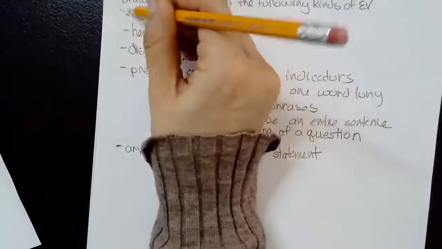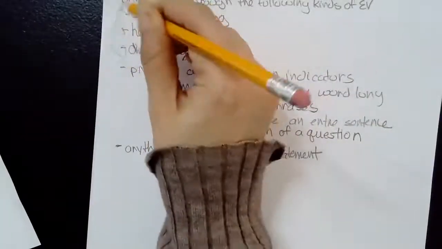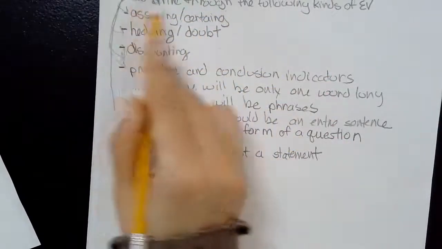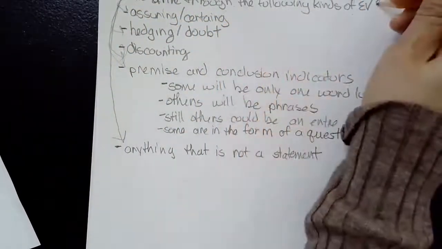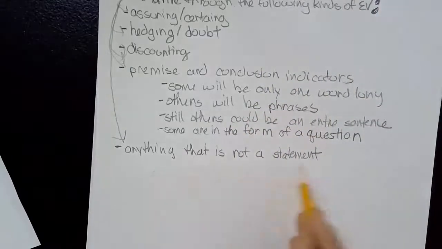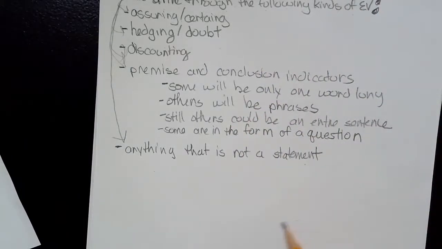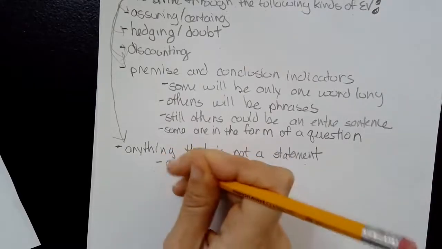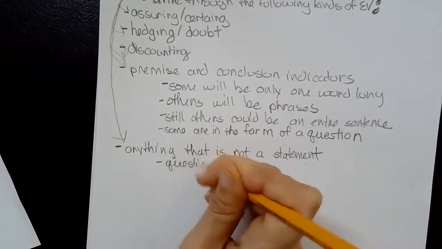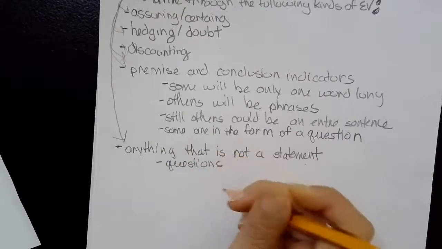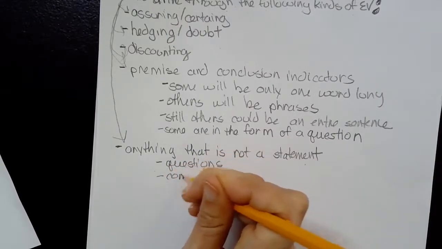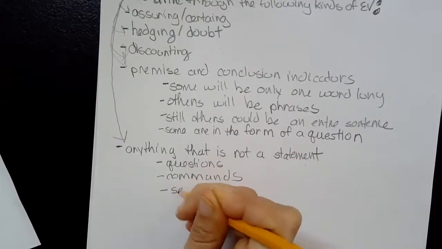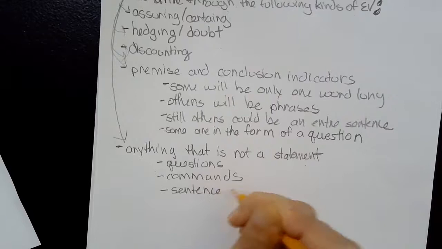So all of this is about drawing lines, right? Just remember that these bullet points follow from this phrase up here: draw a line through the following kinds of excess verbiage. So anything that is not a statement. So remember the different kinds of non-statements that we learned about. So that means, for example, questions, some of which might be premise or conclusion indicators, commands, and then sentence fragments.